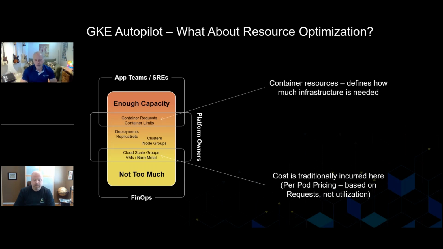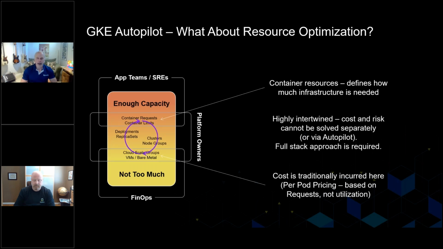At the container resource level, this is where you're defining how much infrastructure, CPU and memory, and of course storage is required. And there is still this highly intertwined model between FinOps and the app teams and the platform owners, making sure we have the Goldilocks model, just the right amount of resources. You can't separate these things out, and Autopilot doesn't solve this problem. You still need that full stack approach and that consideration for the type of node infrastructure you're running on, what's most appropriate. And a key component is setting those things at the resource level for the containers, requests and limits. Requests mostly here, obviously, with Autopilot. And back over to you, Dave.